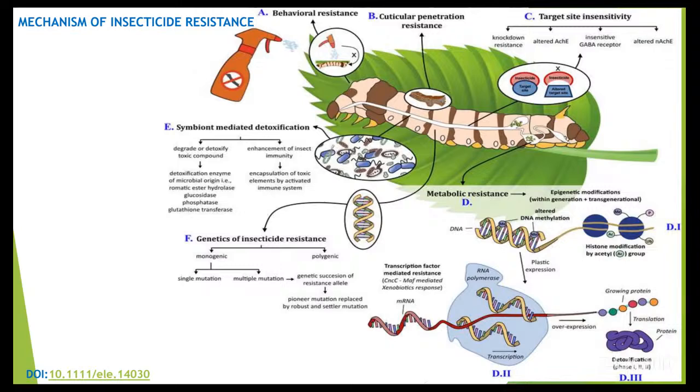One or more recessive genes present on chromosome 3 govern this, and this mechanism is not due to increased metabolic degradation or decreased penetration, but it is due to nerve insensitivity. And coming to metabolic resistance, here you can see that in metabolic resistance, resistant insects detoxify or destroy the toxin faster than the susceptible insects, or quickly rid their bodies of the toxic molecules.